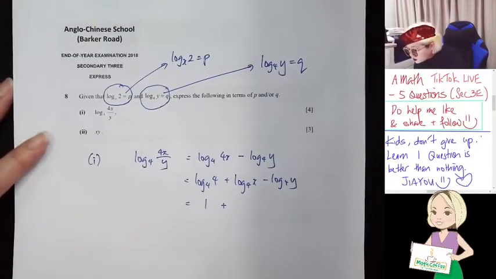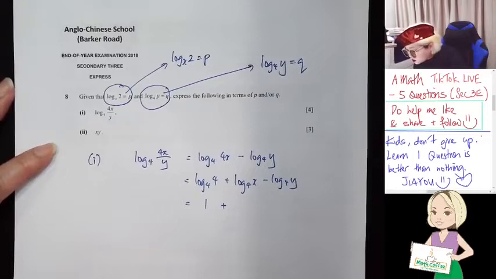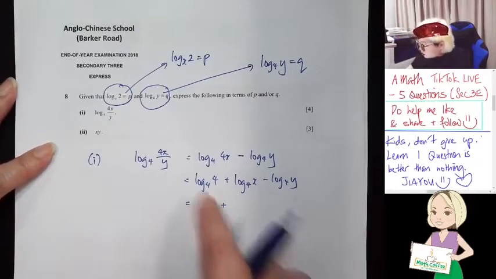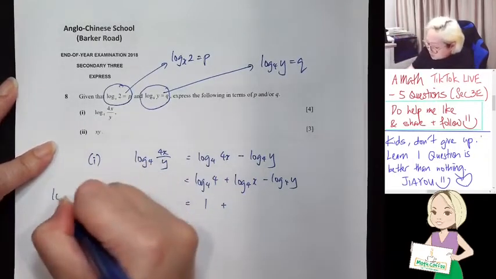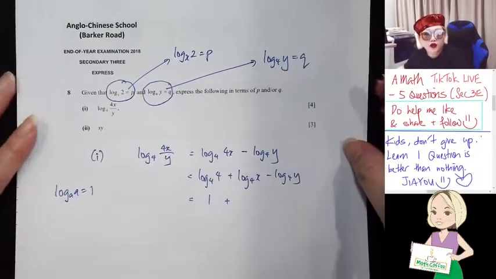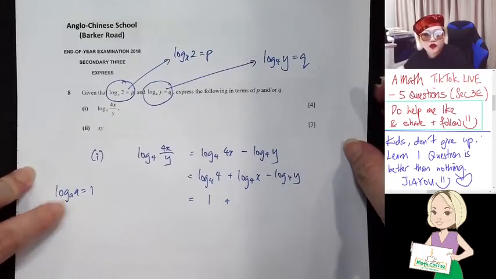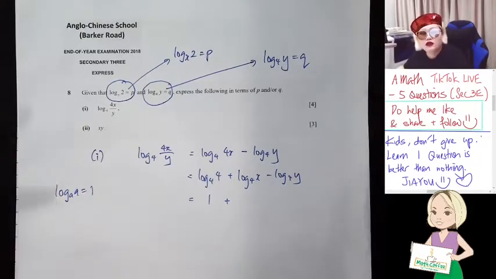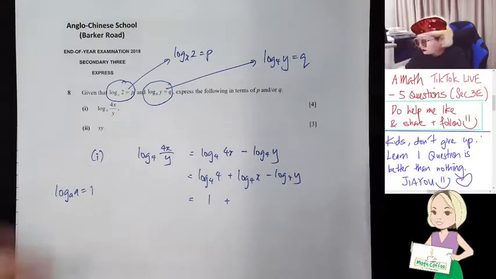I know log base 4 of 4 is equivalent to 1. Can you explain why? That's the rule that log base a of a equals 1. This is one of the properties of logarithm. So it means log base 5 of 5 is 1, log base 10 of 10 is 1, and ln e is 1, because ln is base e, so ln e is 1. So that's the property, okay?